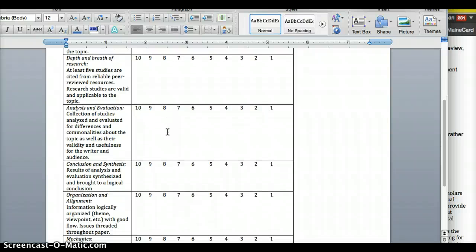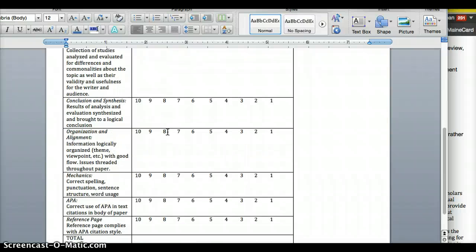Analysis and evaluation is the collection of studies analyzed and evaluated for differences and commonalities about the topic, as well as the validity and usefulness for the writer and the audience. Very important piece here: is there a conclusion and a synthesis? The results of the analysis and evaluation should be brought to a logical conclusion.